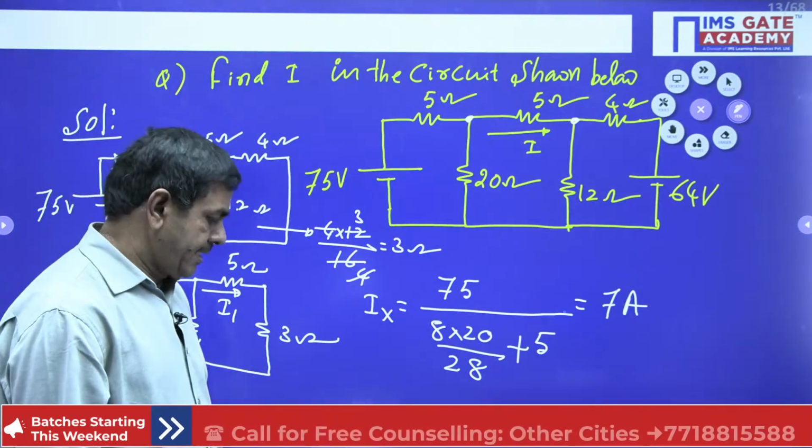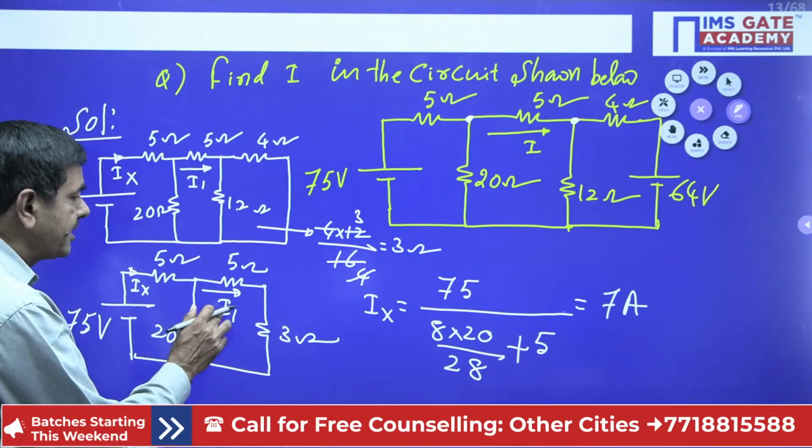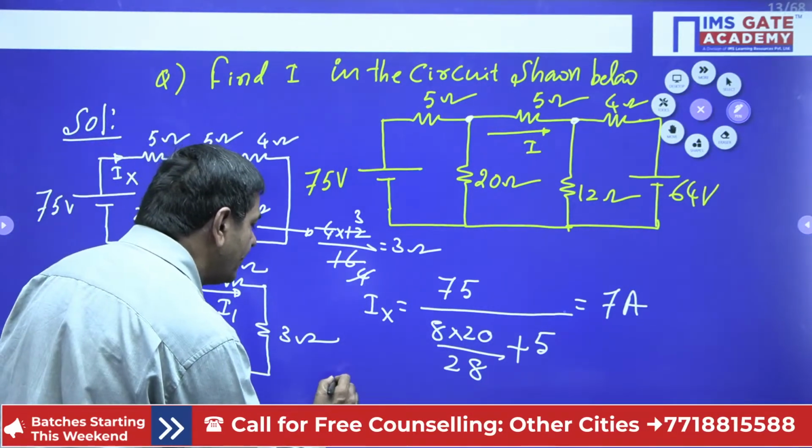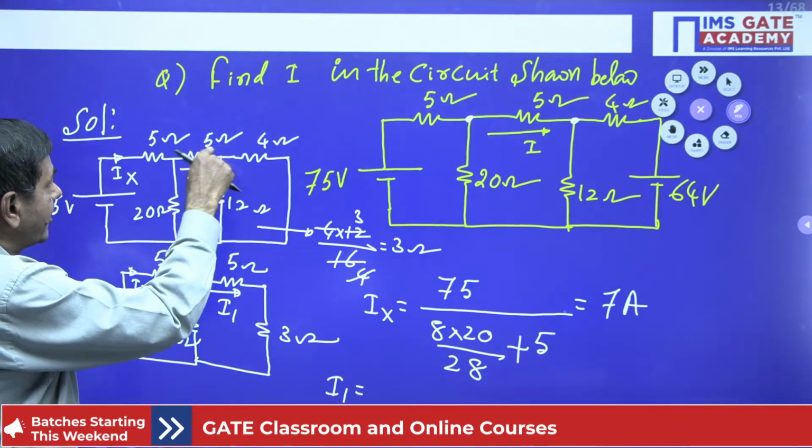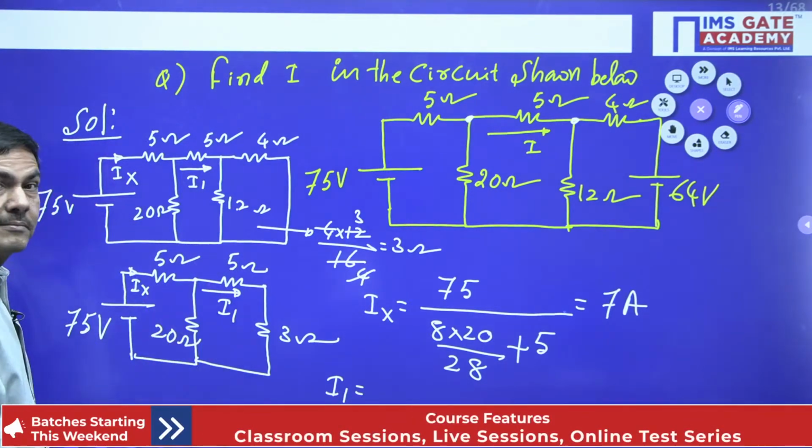Yes, we got the Ix. By using this Ix, I can measure I1. How can I measure I1? I1 is the current across the 5 ohm, that current only.